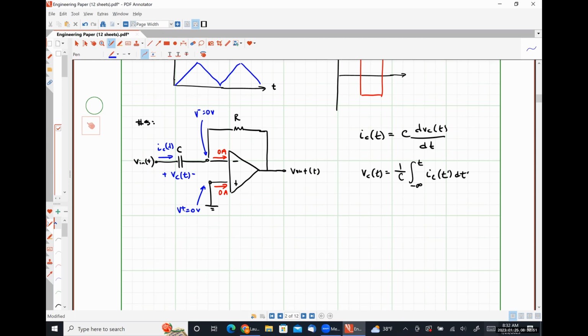So now I'm going to write a KCL equation, but I'm going to write it slightly differently. I guess it wouldn't matter, but I'm going to write it this way anyways. I'm going to say that the current flowing in is equal to the current flowing out, just so that I don't have to mess around with negative signs here. So the current flowing in is obviously IC, and the current flowing out is 0 minus V out over R.